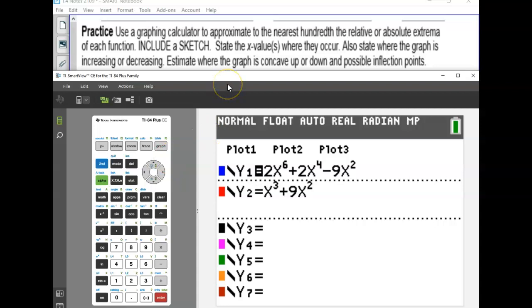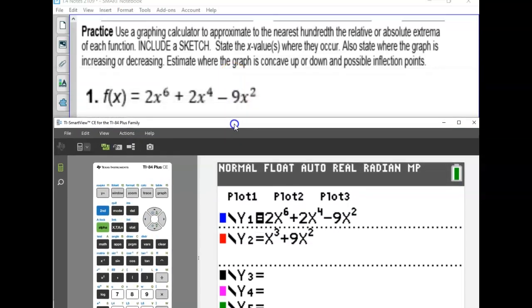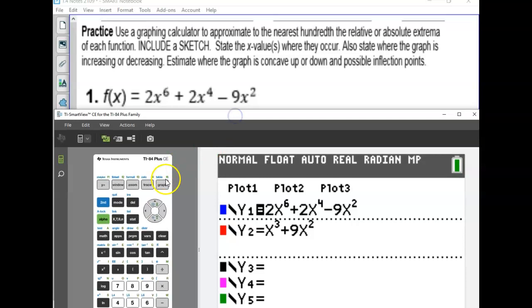Is that it, guys? 2x to the 6th plus 2x to the 4th minus 9x squared? Okay. I'm going to go down and turn this one off for now and leave the blue one on. It says, use a graphing calculator to approximate to the nearest hundredth the relative or absolute extrema of each function. Include a sketch, with window. State the x values where they occur. Also state where the graph is increasing or decreasing. Estimate where the graph is concave up and possible inflection points, up or down. Also we're going to talk about end behavior. So we got a lot of stuff to write down.